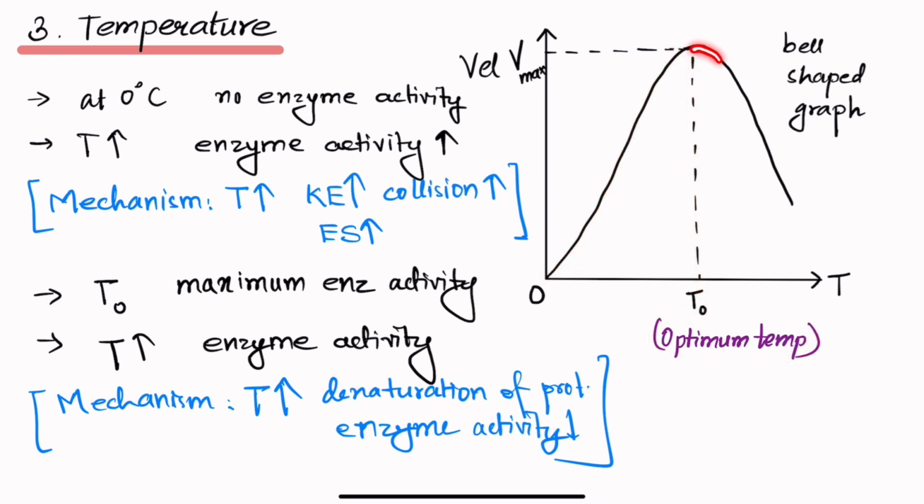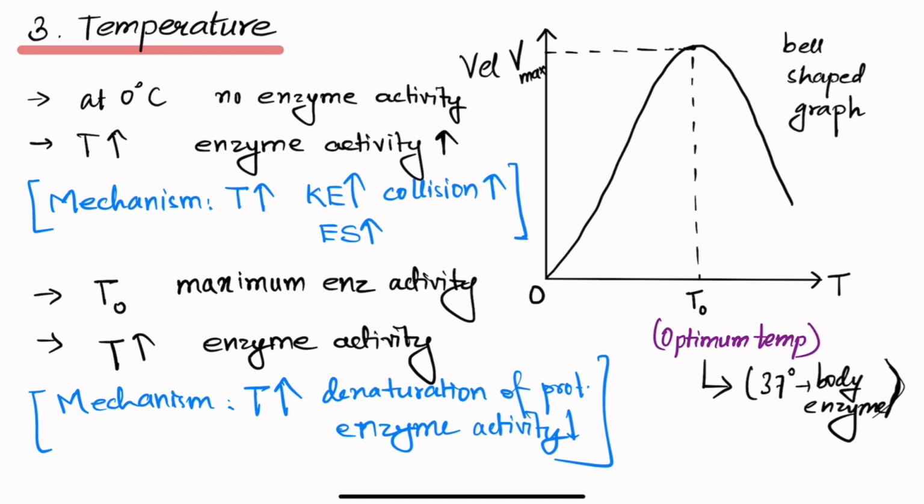Upon further increasing the temperature beyond optimum temperature, the activity of the enzyme decreases due to the denaturation of the protein of the enzyme. In the human body, the optimum temperature for the enzymes inside the human body is 37 degrees Celsius, which is actually the normal body temperature of humans.